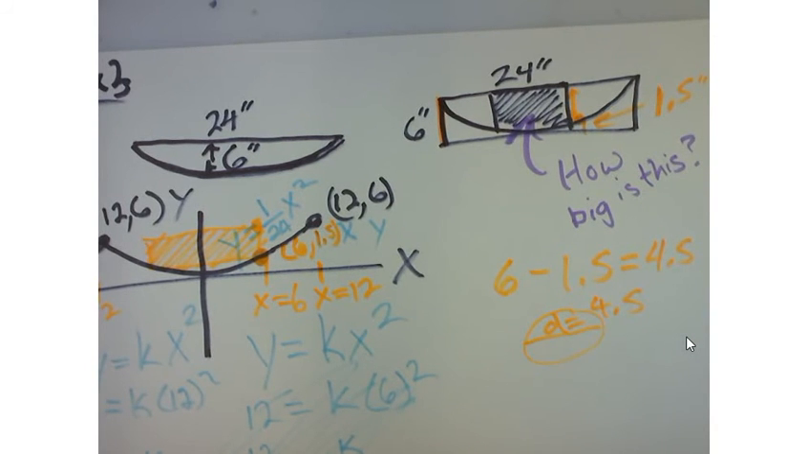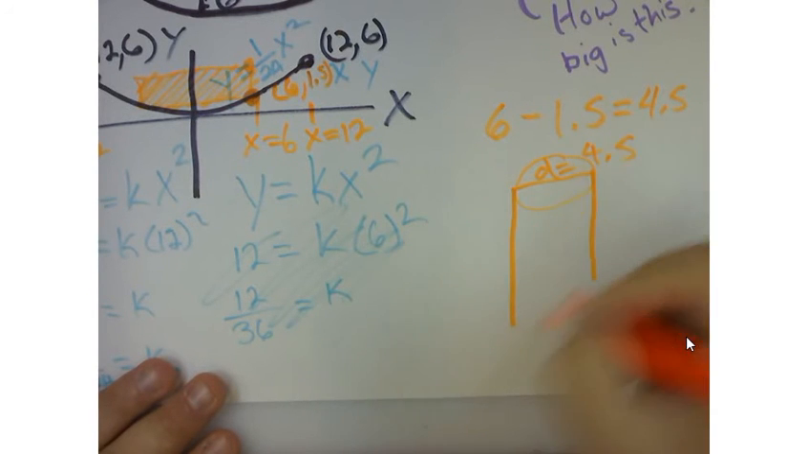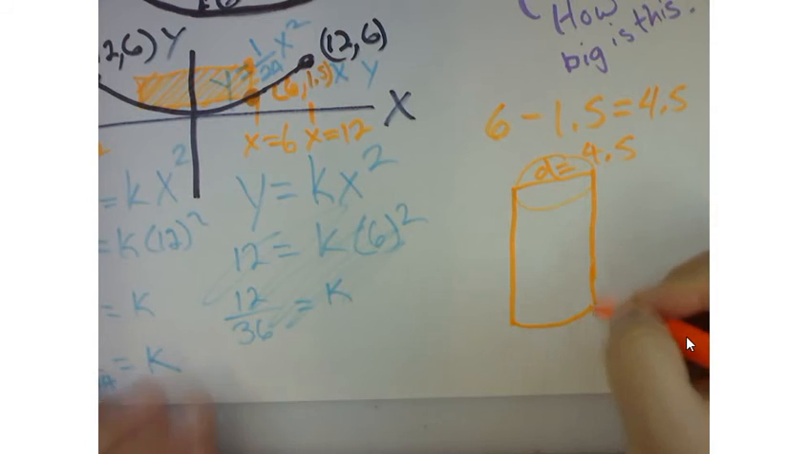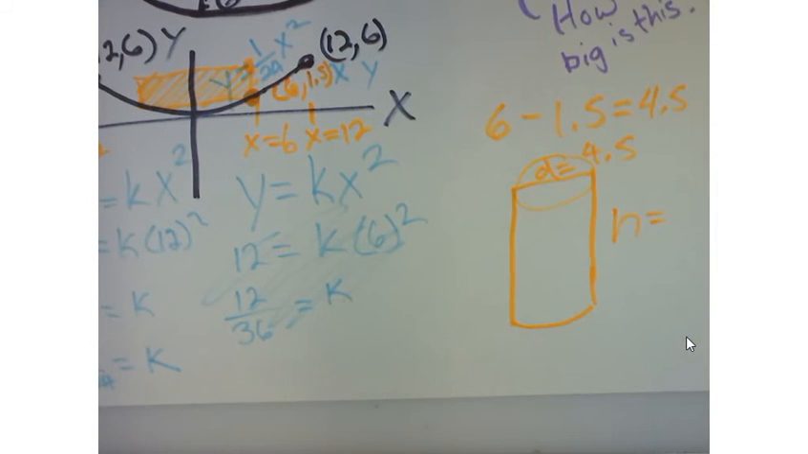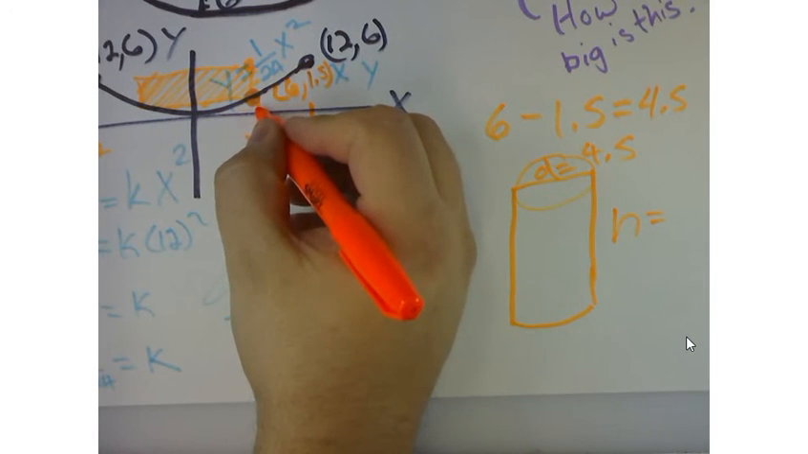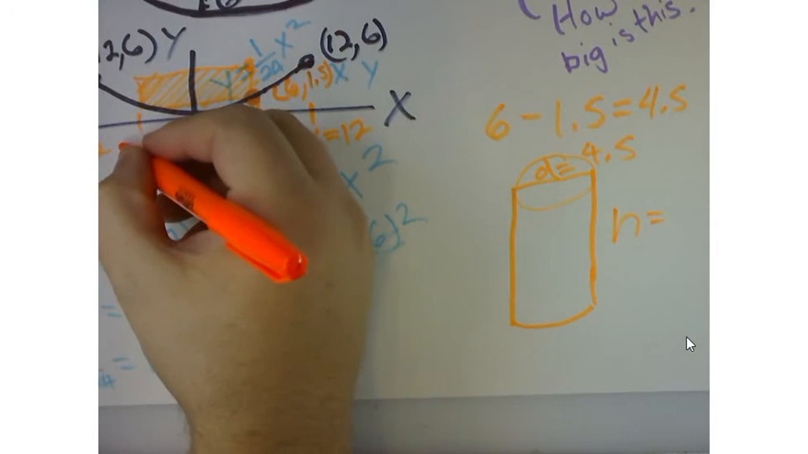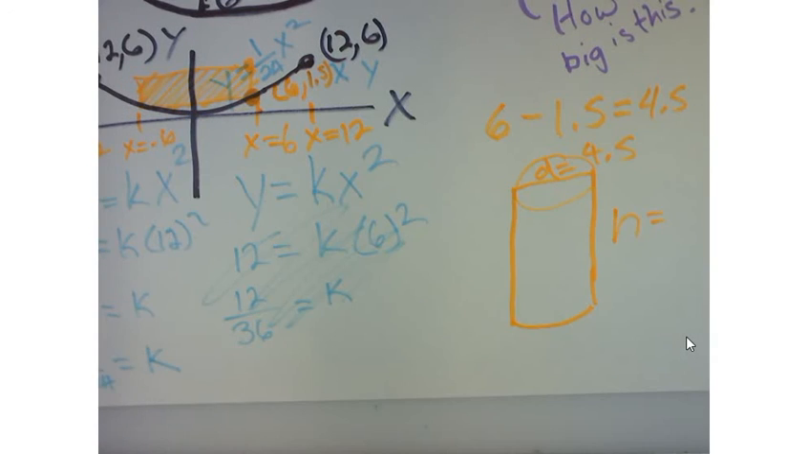Now what's the height of the cylinder? What does the height of the cylinder need to be? Well, we went 6 units this way. We should probably go 6 units this way. So what's the total height? 12. Thank you.